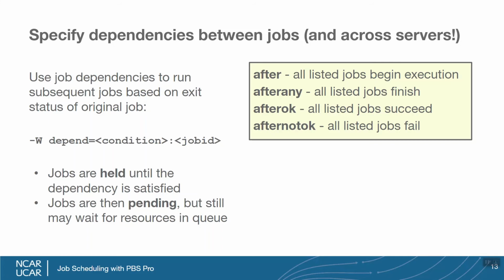In PBS, it's very similar to other job schedulers, so I can create a dependency using either a command line argument or directive. Generally, you would do this as a command line argument because you would need to have access to the job ID number. But I can do -W depend= and then the condition and then the job ID. So basically the jobs are in a held status until this condition is satisfied. And then once the dependency is satisfied, the jobs are pending. So they might not run right away. You might still have to wait in the queue for resources to become available.